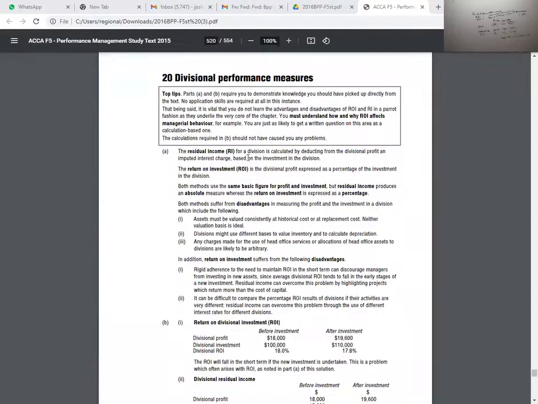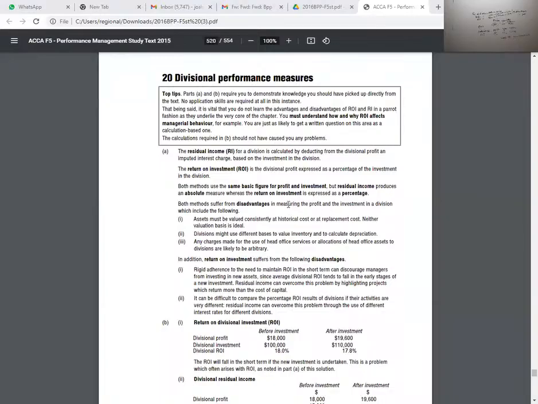Residual income for a division is calculated by deducting from the divisional profit an imputed, notional cost of capital, an imputed interest charge based on the investment in the division. The return on investment is the divisional profit expressed as a percentage of the investment in the division. Both methods use the same basic figure for profit and investment, but the residual income produces an absolute measure. Absolute means in terms of money, whereas return on investment is expressed as a percentage. Both methods suffer from disadvantages in measuring the profit and the investment in a division, which include the following.